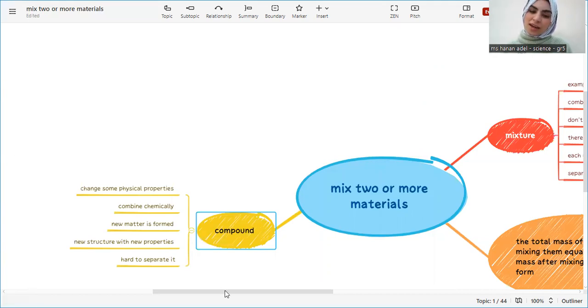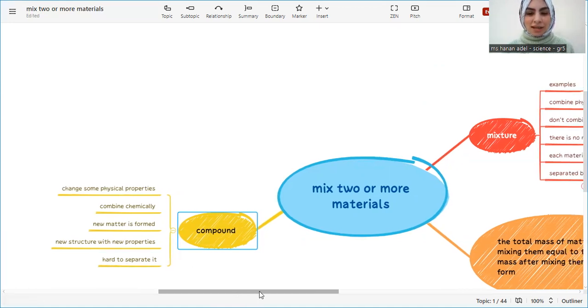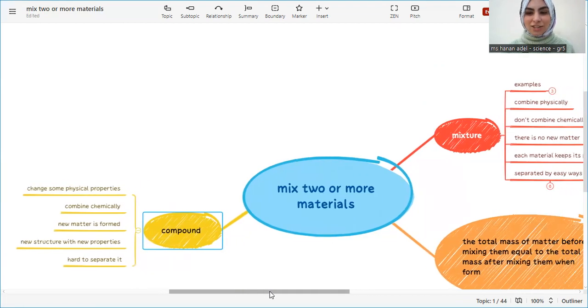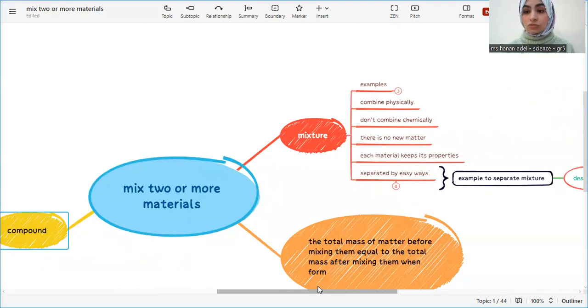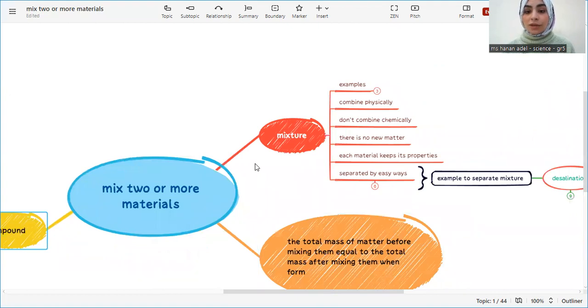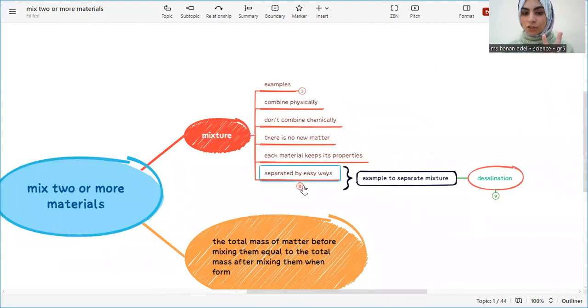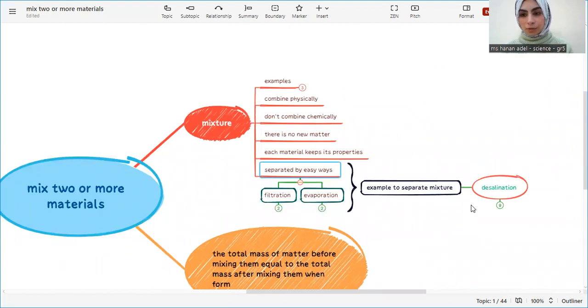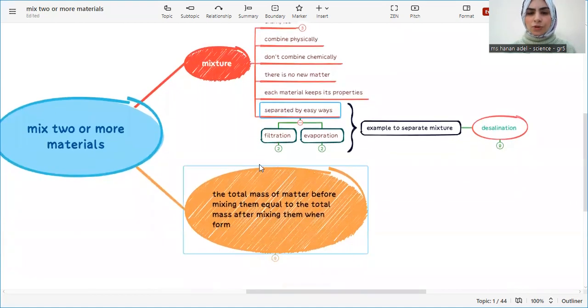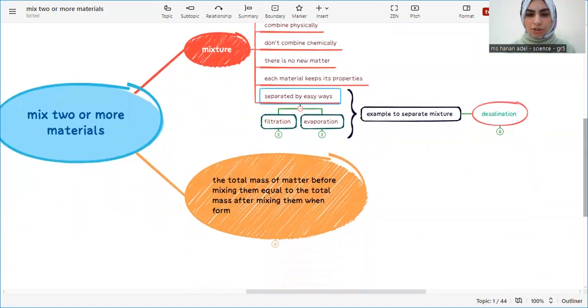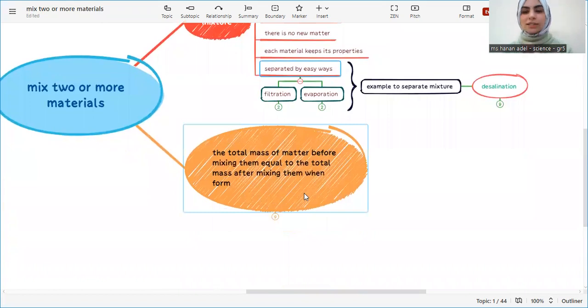And actually, because we have a new substance, it will be hard to separate it. So most compounds are irreversible reactions, but most mixtures are reversible. And we can separate the mixture easily. We studied only two ways of separation in mixtures, which are filtration and evaporation. But before I explain what filtration and evaporation are, let's take this note here.